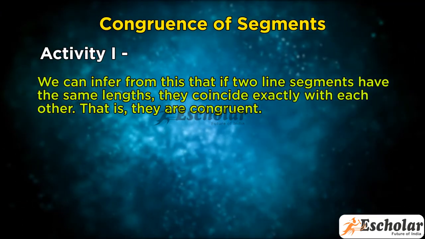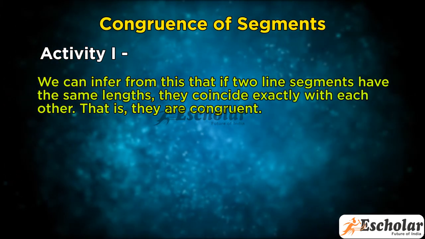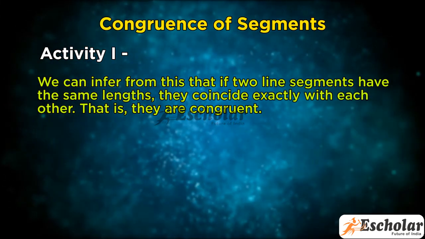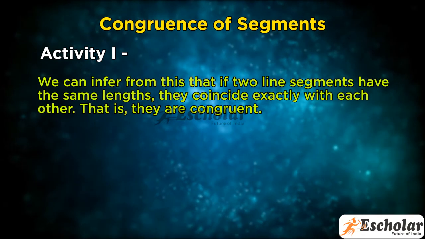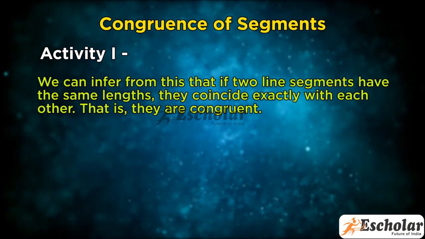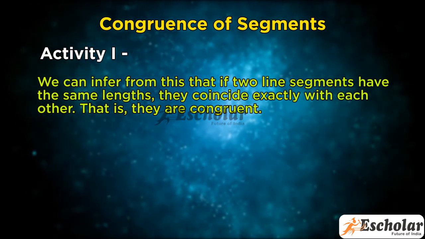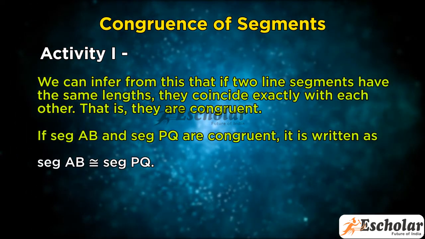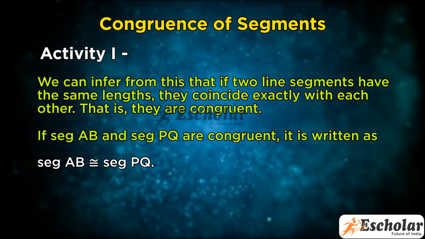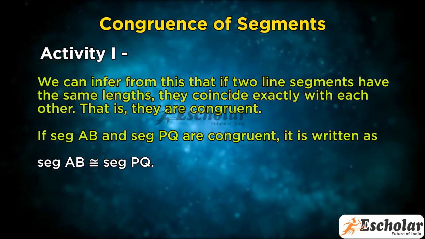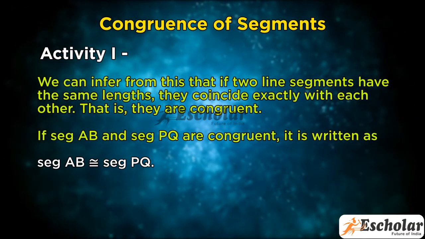We can infer from this that if two line segments have the same length, they coincide exactly with each other. That is, they are congruent. If segment AB and segment PQ are congruent, it is written as segment AB ≅ segment PQ.